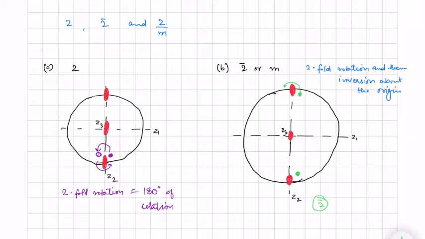And here, this is similar to a mirror, mirror about Z1. When we talk about a mirror, the mirror is always perpendicular to the axis of rotation. Here the axis of rotation is Z2, so the mirror will be about Z1. So here this point is reflected here.